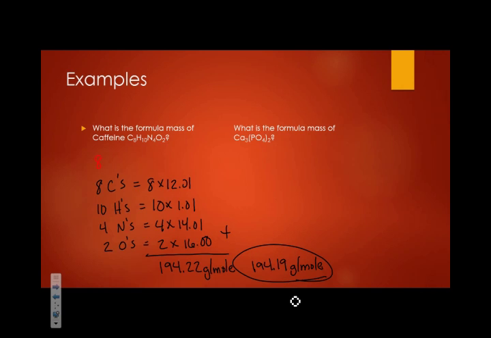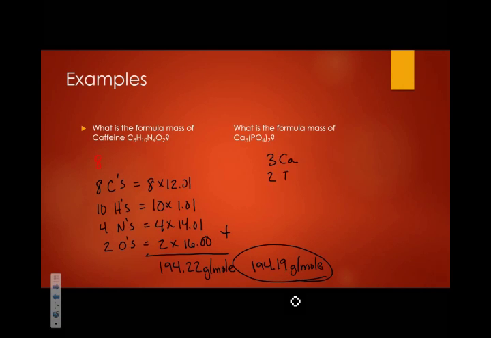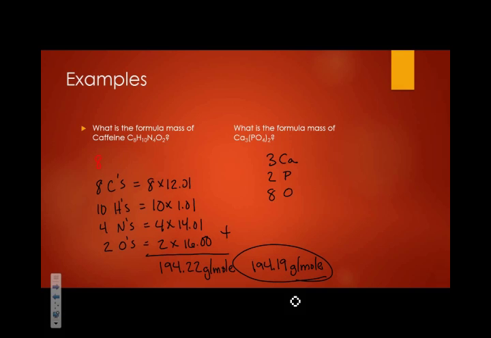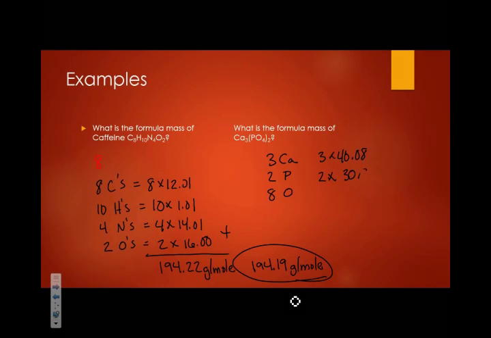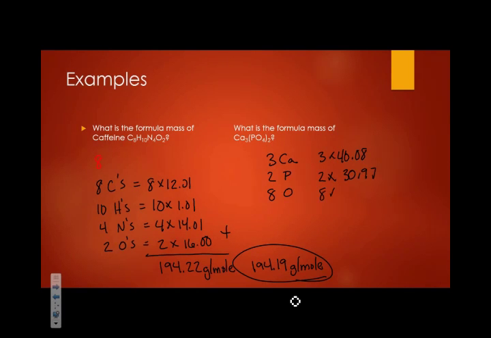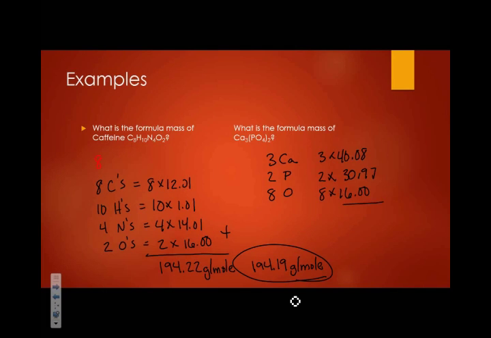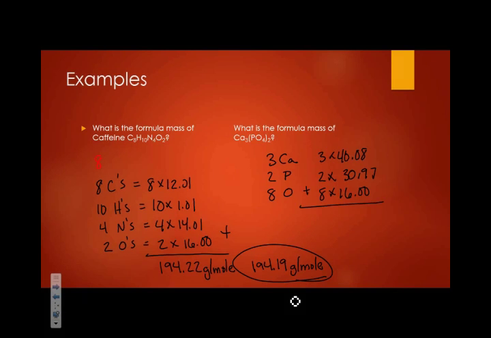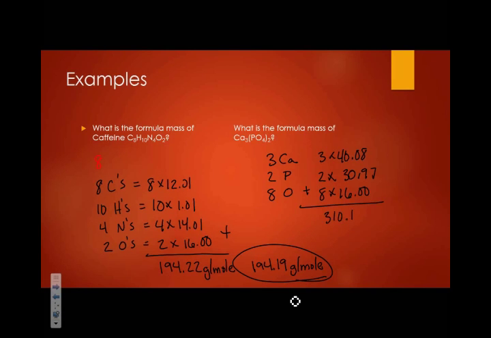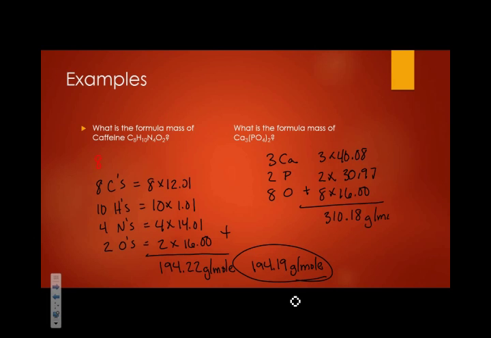Let's look at the formula mass of calcium phosphate. In this case, I have 3 calciums, I have 2 phosphorus, and I have 8 oxygens. And once I have added up all their molar masses, so it's 3 times 40.08 and 2 times 30.97 and 8 times 16.00, when I add all of those together, I get 310.18 grams per mole.